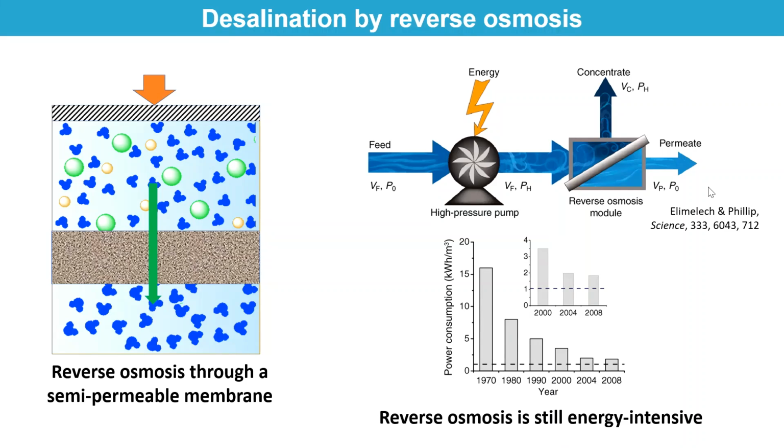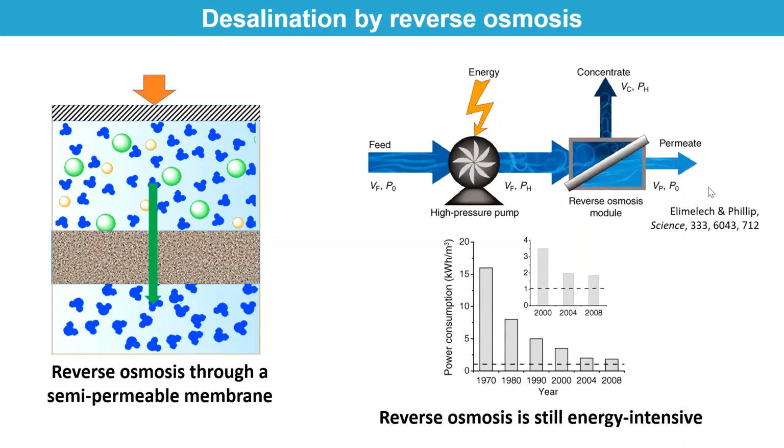In the 1970s, for 1 ton of water, you needed to consume a little over 15 kilowatt hours of electricity, and this value has been reduced to close to 2 kilowatt hours per ton of water produced. Nevertheless, reverse osmosis remains a very energy-intensive technology. Hence there is a very strong need to reduce the energy consumption of this kind of operation.